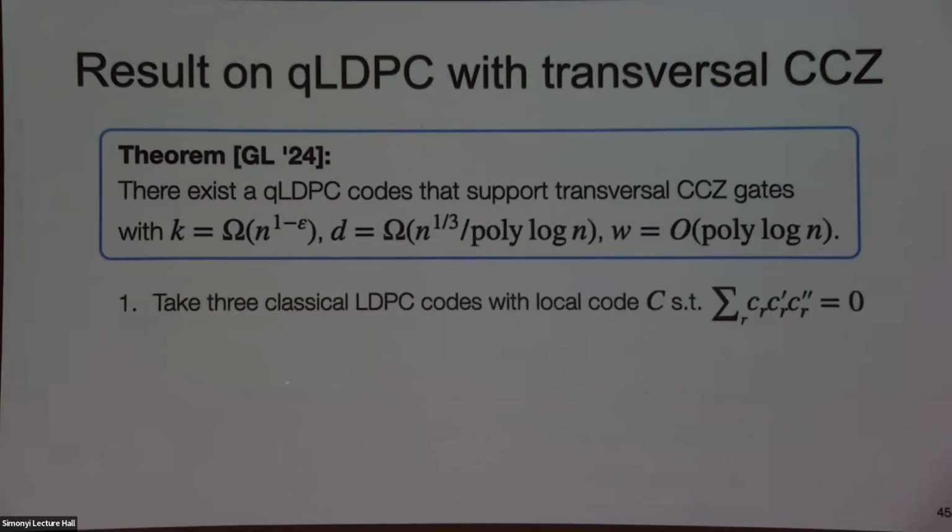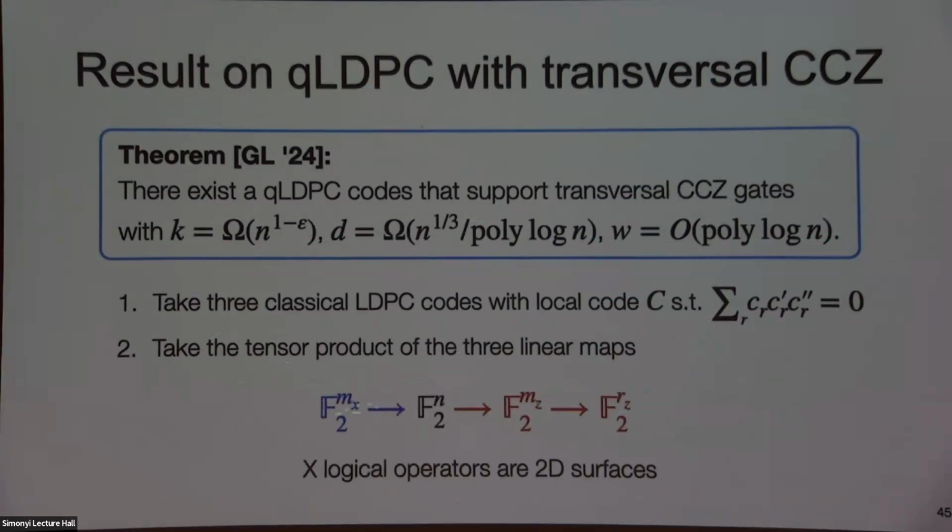What we do is take three classical qLDPC codes with the local code property I just described, and then you just take a tensor product of the three. Together they give you a chain complex with three linear maps, and then we put them in the correct way such that the X logical operators correspond to these 2D surfaces. So that's pretty much the construction.